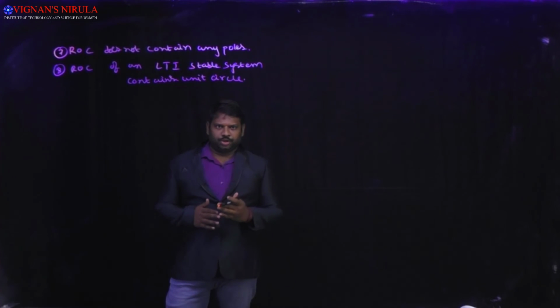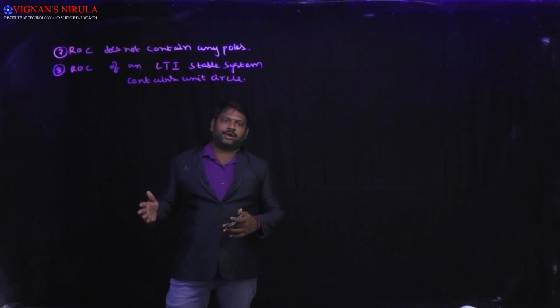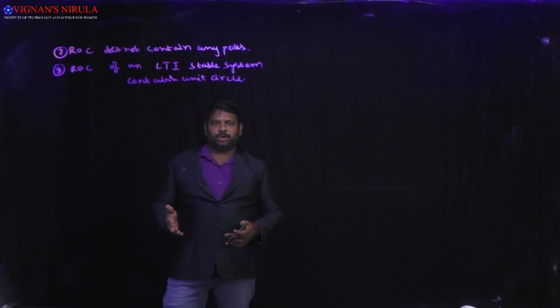That's below the unit circle, or interior to the unit circle, is 0. If the ROC includes the unit circle, then the system is said to be stable. If the ROC is on the unit circle, it is marginally stable. If the ROC is outside the unit circle, then the system is said to be unstable.